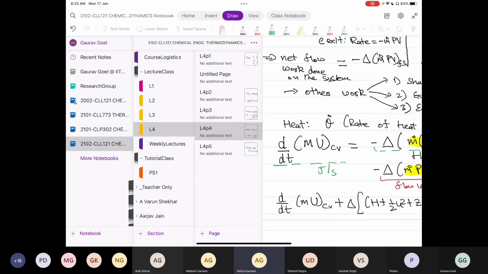In the control volume discussion we were just having, was the pressure just the static pressure, or were we also considering the motion of the fluid? No, P is the static pressure.